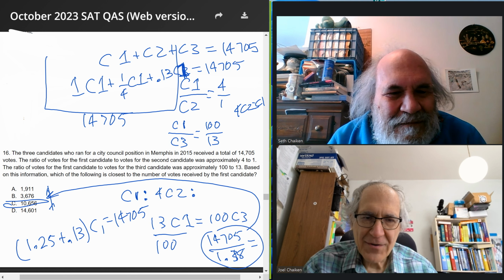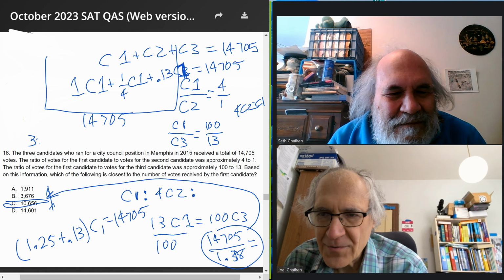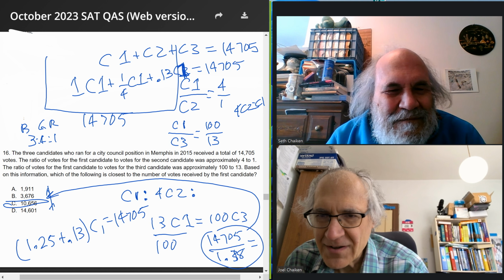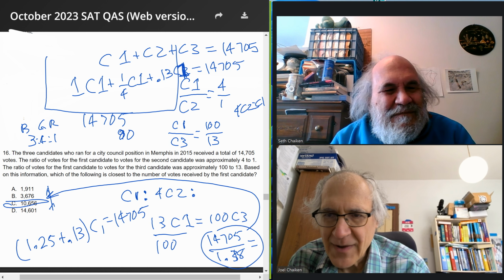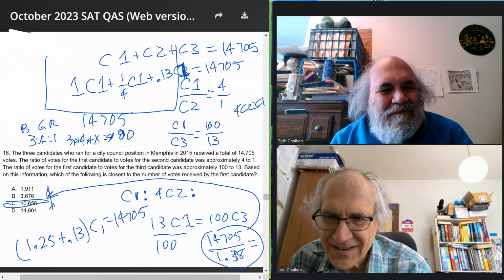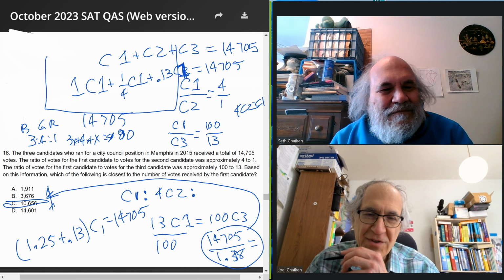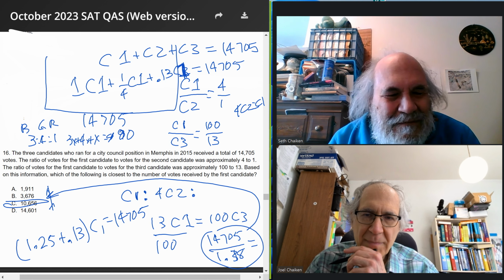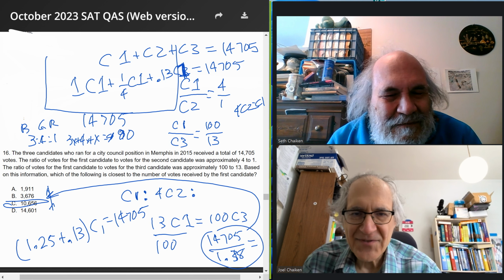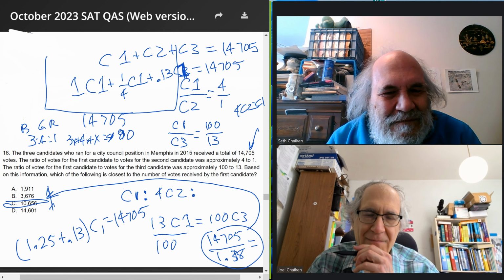How many green, blue, and red marbles do you have? When you have ratios like 3 to 4 to 1, blue, green, red marbles, and you have a total of 80 marbles, how many of each one do you have? You set it up 3x plus 4x plus x equals 80. You solve for x. x is 10. So then that's the multiplier. You could do this problem that way if you want, because you have a bunch of ratios, 3 different things, and they have to sum to 14,705.